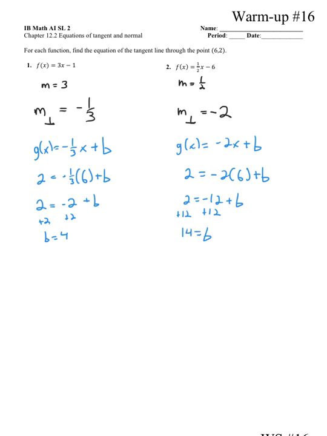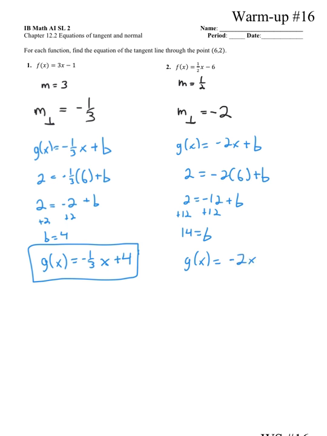So your equation for the function on the left, g of x equals negative 1/3 x plus 4. For the second one, g of x equals negative 2x plus 14. That's how you'd find an equation of a tangent line when you're given a point specifically. Not a tangent line, I'm sorry, a perpendicular line. We're doing this because we're dealing with tangent lines today in class. That's why I brought this up for the warm-up.